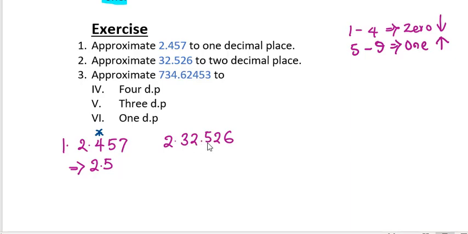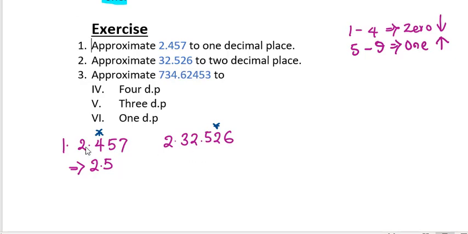So after the decimal point, I have 1, 2, 3. This is the whole number part and this is the decimal part. So here we have 3 decimal places, and they're asking us to stop at what? 2 decimal places. Because they asked us to stop at 2 decimal places, it means we have to stop here, the 2 decimal place. That's where we have 2 decimal places.